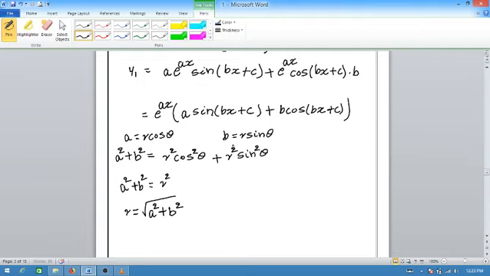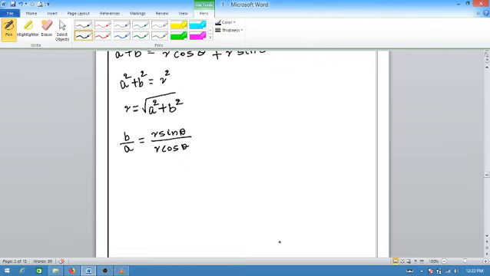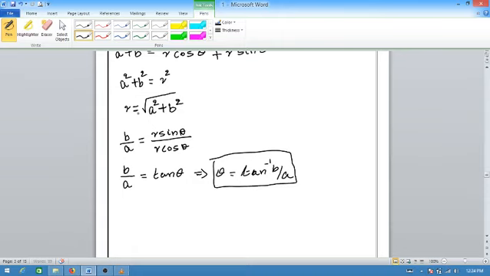Now if I divide these two, b by a is equal to r sin theta divided by r cos theta. So r gets cancelled. Therefore b by a is equal to sin theta by cos theta, which is tan theta, which implies theta is equal to tan inverse of b by a. So substitute.